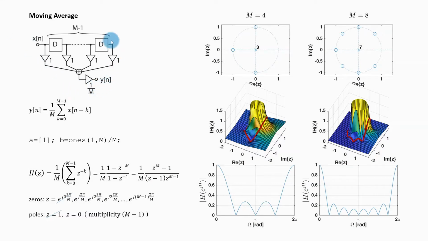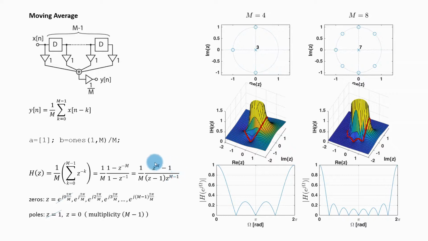This filter is called the moving average because essentially what it does is that it computes the average of the last m samples. So this is the difference equation of this filter, and if you wanted to implement it in MATLAB, you would use these a and b coefficients. This is the transfer function of the filter, and this is a finite sum of a geometric series which you can write like this. And here you can multiply both the numerator and the denominator by z to the power of m, which will give you this.